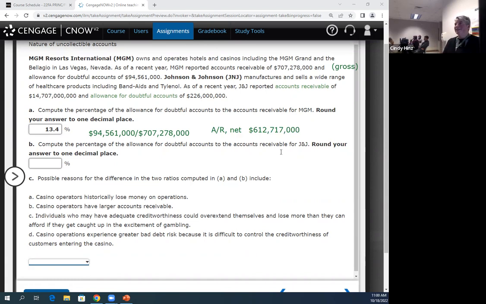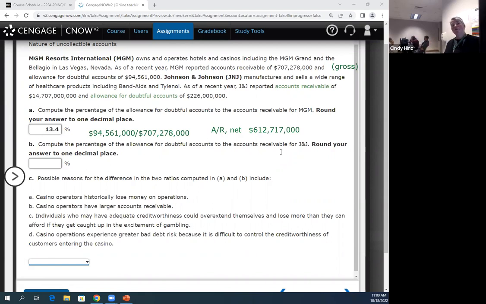The difference is the net amount, the amount that they think is collectible. And that's what would show up on their balance sheet. You probably would not see both of those numbers on the balance sheet. You wouldn't see the 707 million. You wouldn't see the 95 million. What you would see is the 612,613,000 that they think is collectible.